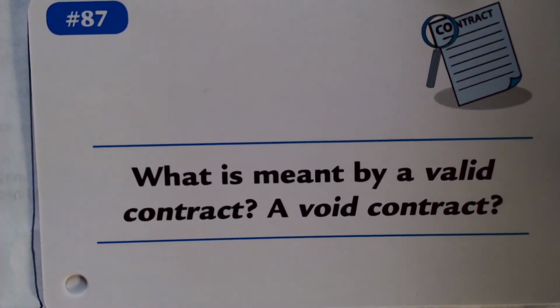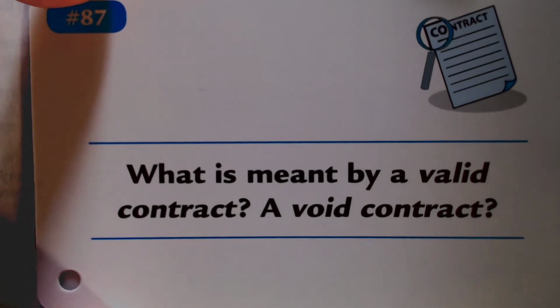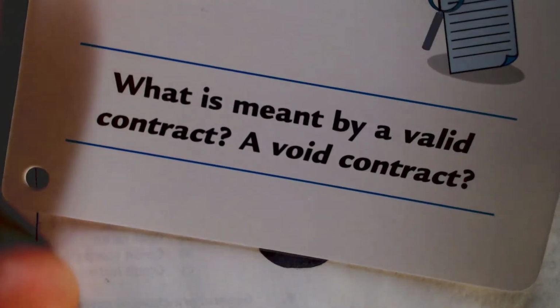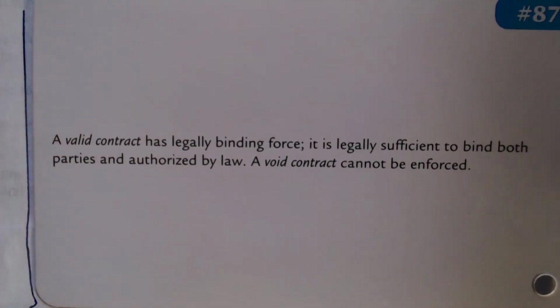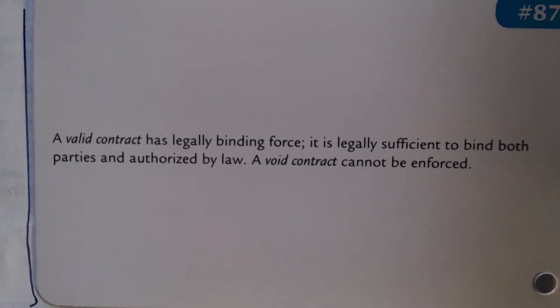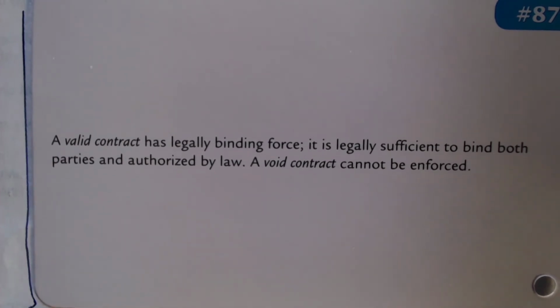All right, what is meant by a valid contract, a void contract? Simple description. A valid contract has legally binding force. It is legally sufficient to bind both parties and authorized by law. A void contract cannot be enforced. Pretty simple.